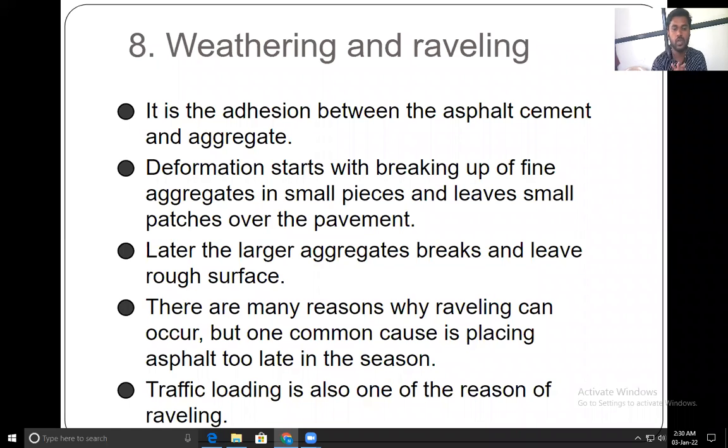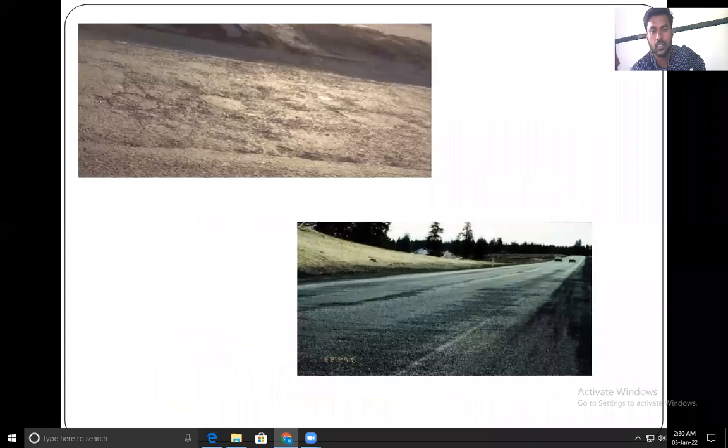Traffic loading is also one of the reasons. This is the most common reason. If the traffic load traveling on that road is high, then wear and tear will happen due to those loads. You can see here in the figure such cracks, where small particles get removed from the road. Such cracks are produced on the road.